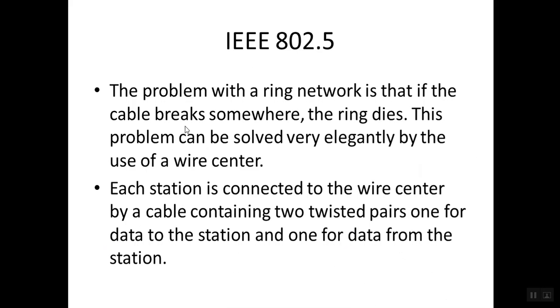So the problem with an IEEE 802.5 network is that it is a ring network. If there is some problem with the cable, or with any station, or with a particular ring interface, the ring dies and the whole network dies.